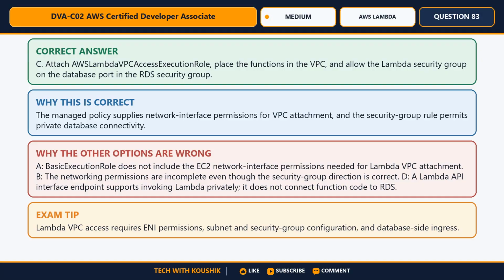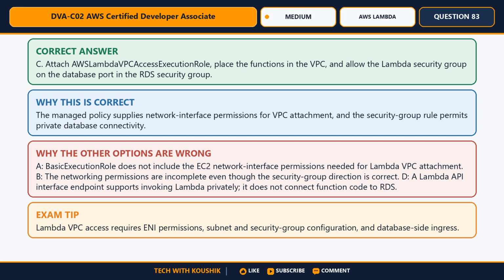The correct answer is C. Attach AWS Lambda VPC Access Execution Role, place the functions in the VPC, and allow the Lambda security group on the database port in the RDS security group. Here is why. The managed policy supplies network interface permissions for VPC attachment, and the security group rule permits private database connectivity. Why are the other options not correct?